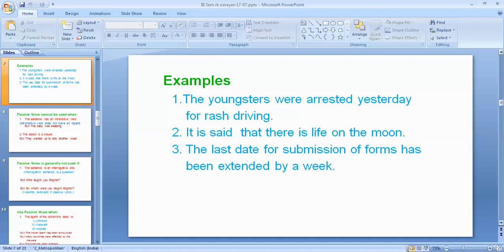So passive voice is used generally where the doer of the action, which can be called the agent, is not important, or is understood by everyone, or it is done by someone who is no need to be mentioned. So in these occasions, we use passive voice.